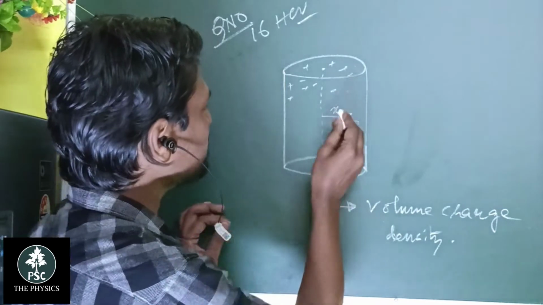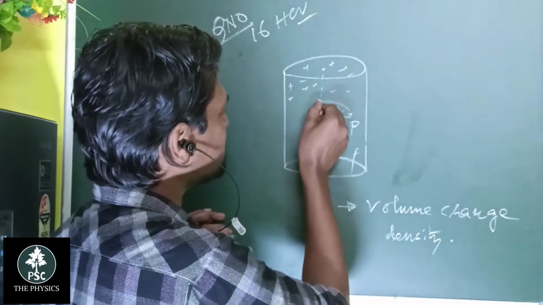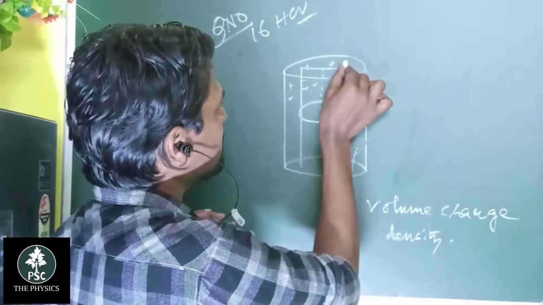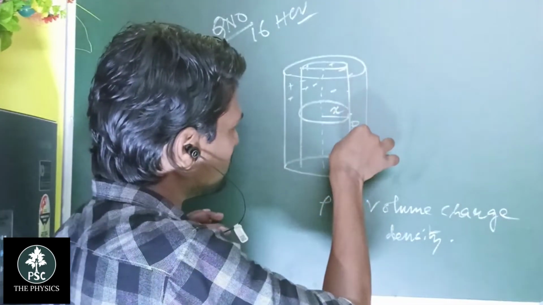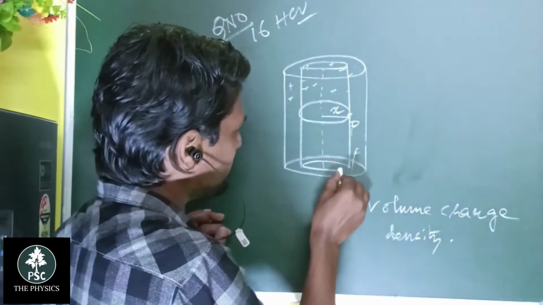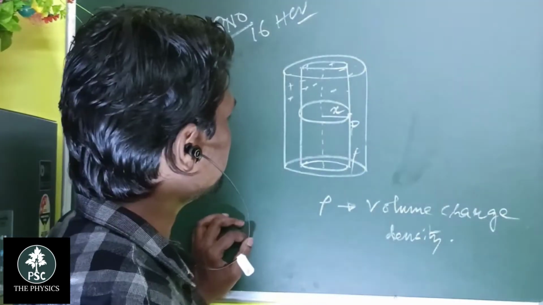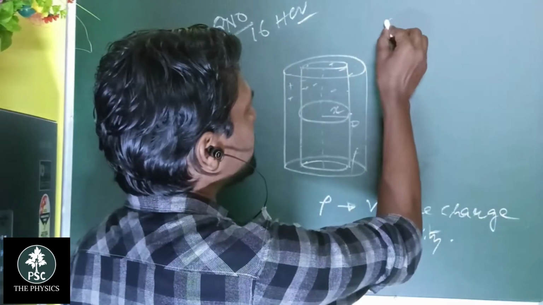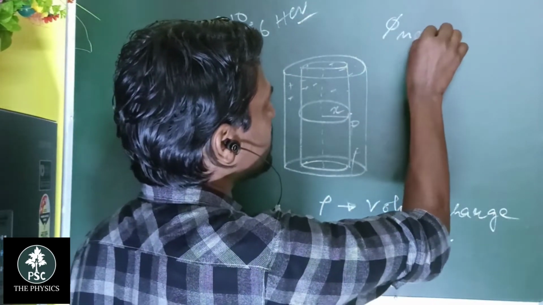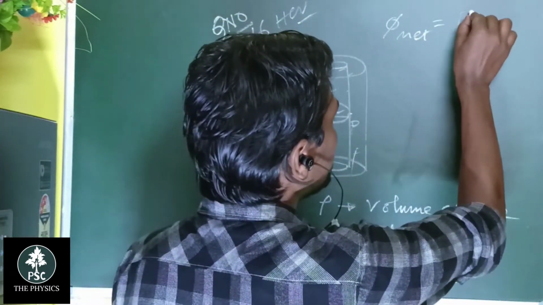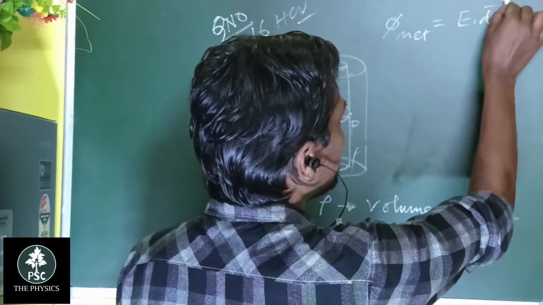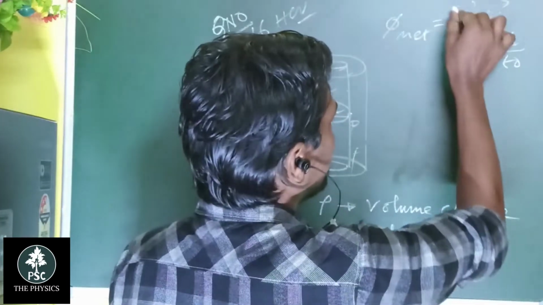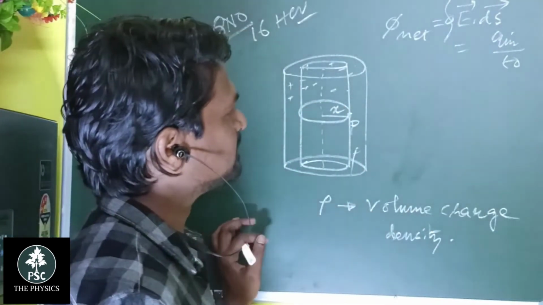First of all, students, take a Gaussian surface, a Gaussian cylindrical volume, a closed surface like that. You have to take a closed surface and apply Gauss's theorem. Gauss's theorem says phi net equals closed integral of E dot dS, equal to Q inside by epsilon naught.